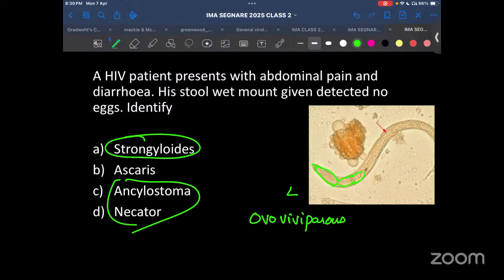So this is Strongyloides. Now there is a term known as larva currens. It is caused by Strongyloides. So have you heard of larva migrans?